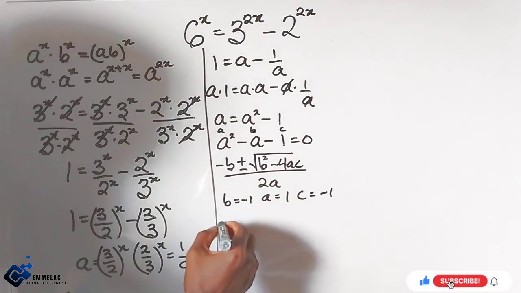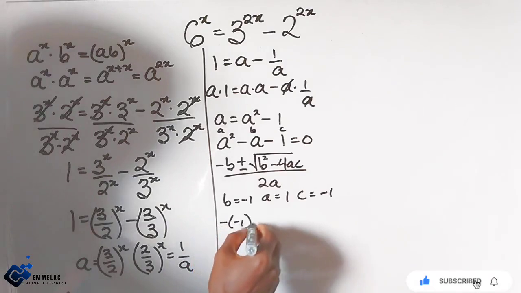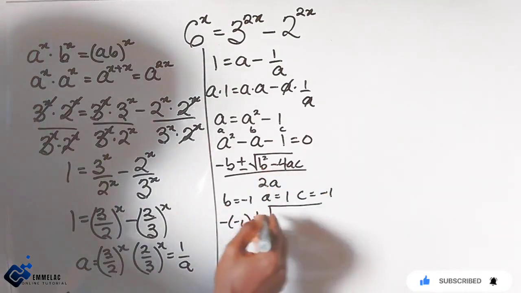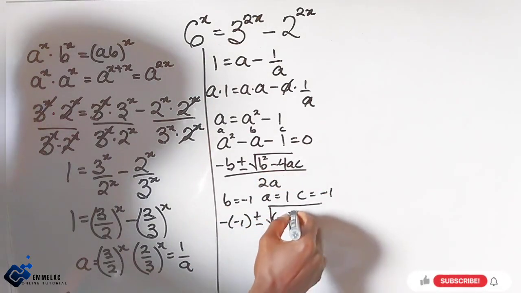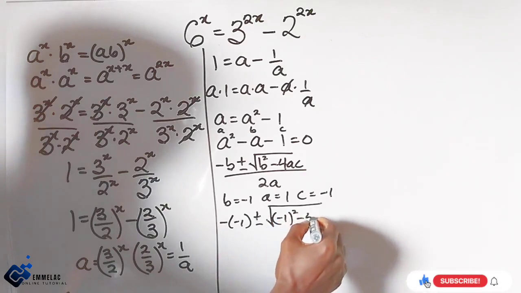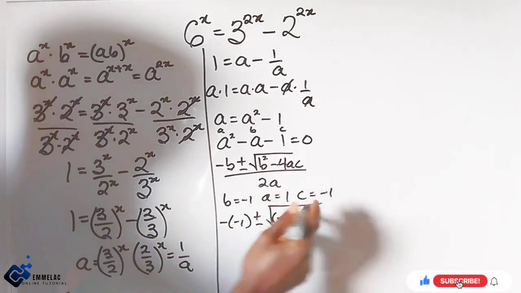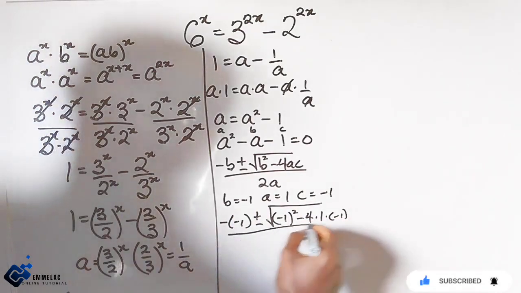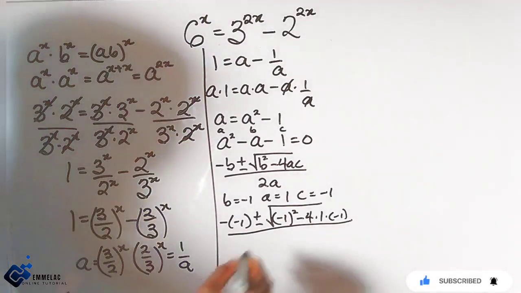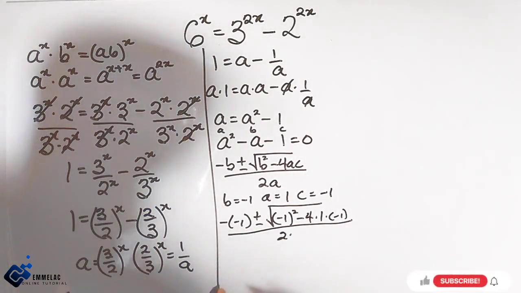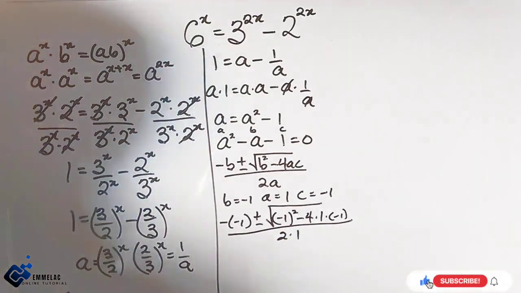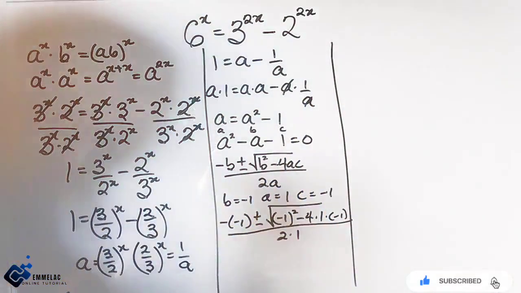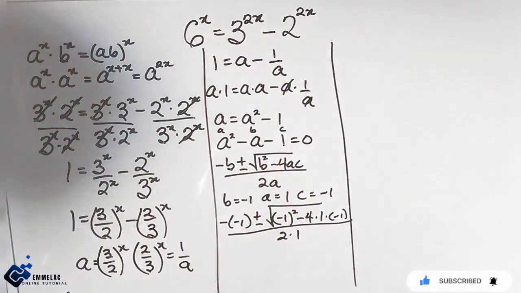So here we have minus 1 plus or minus the square root of b, which is also minus 1, squared, then minus 4 times our a, which is 1, times minus 1, all over 2 times our a, 1. From here we can simplify further.